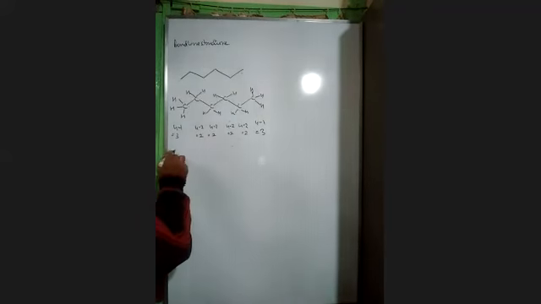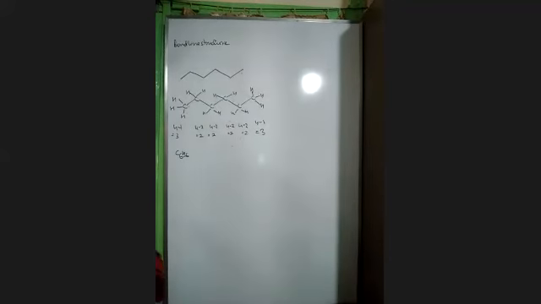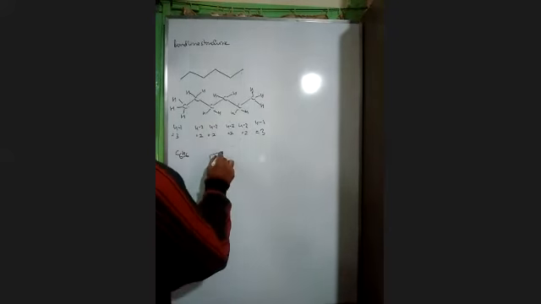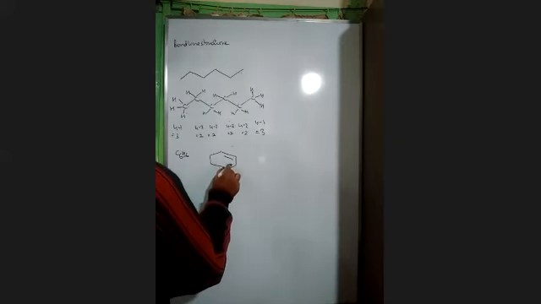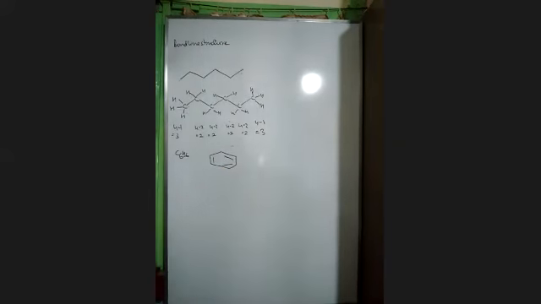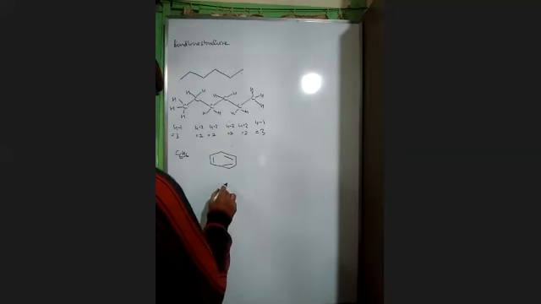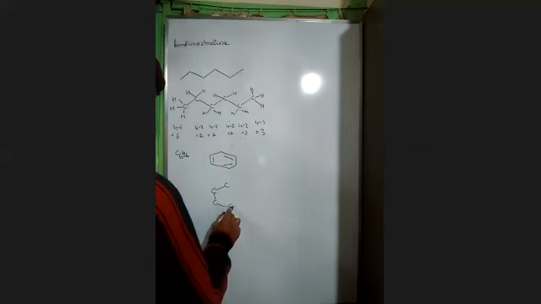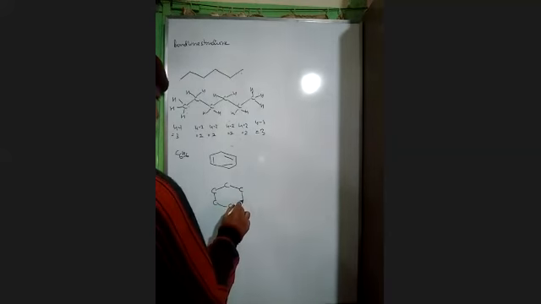Take the example of C6H6. So how should I write it now here? I'll write it like this. Now I will develop this one. So what will I write now here? C, C, C, C, C, C.